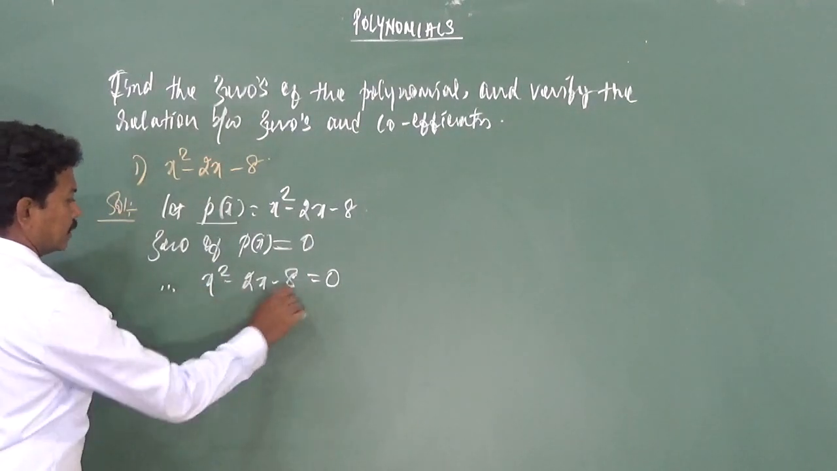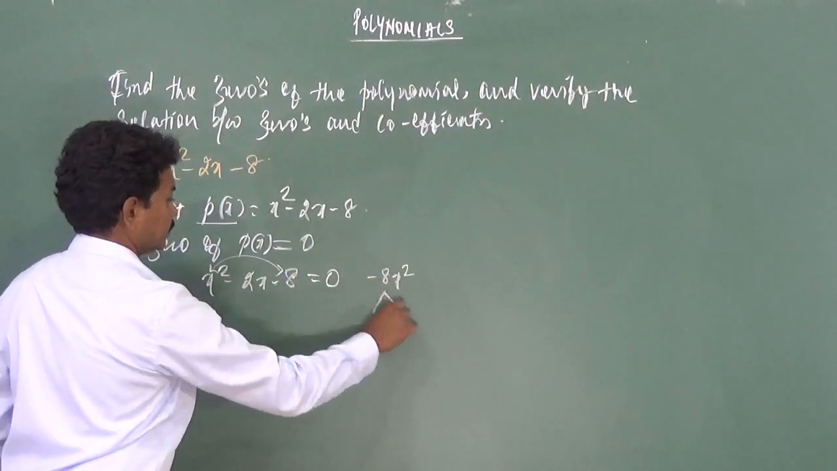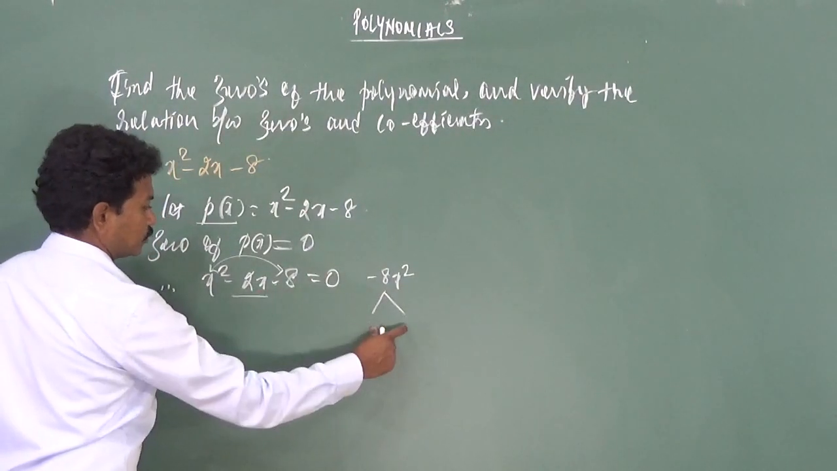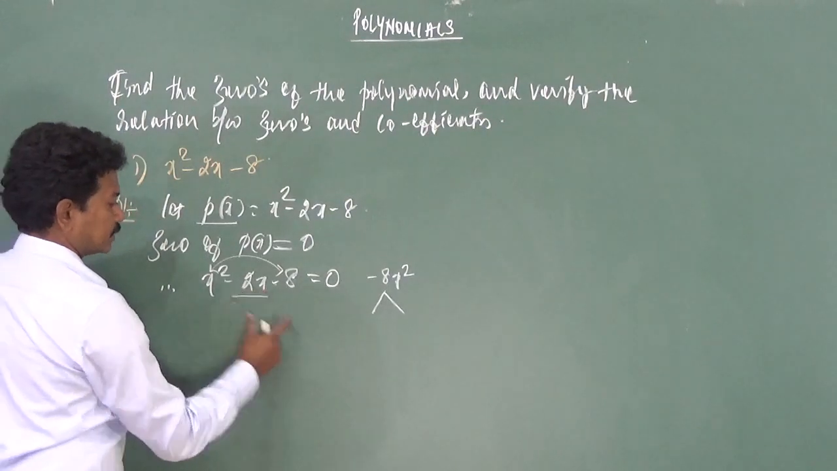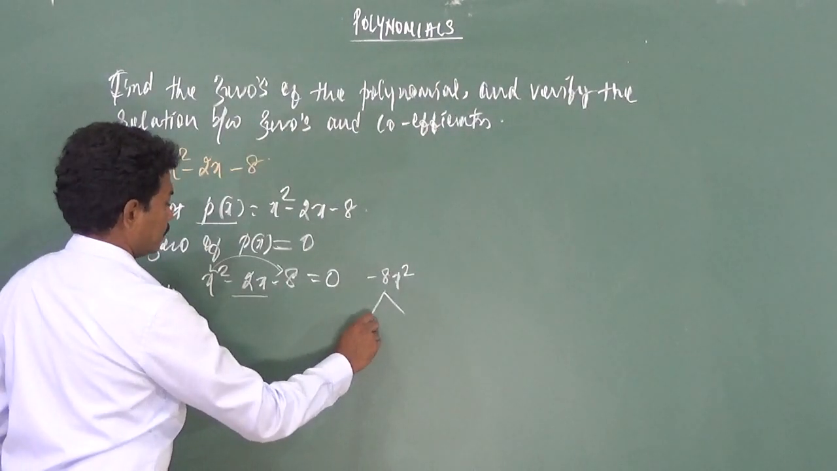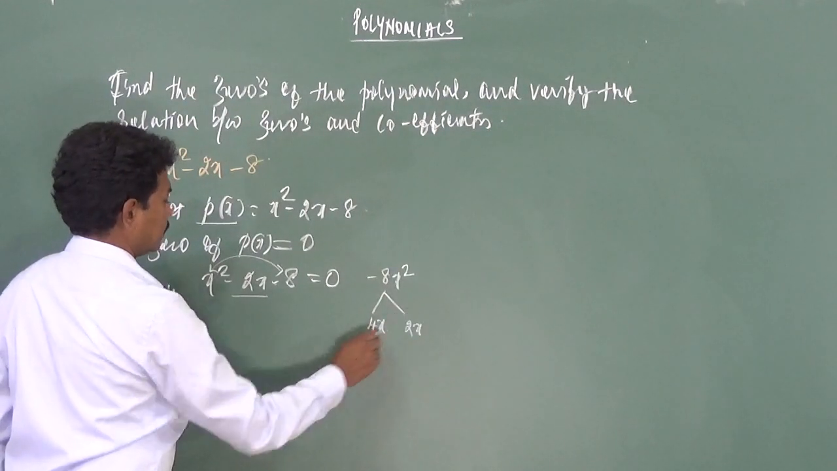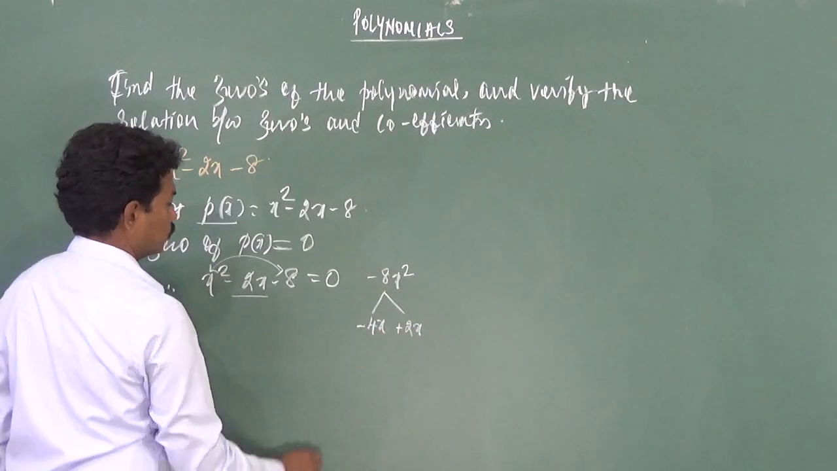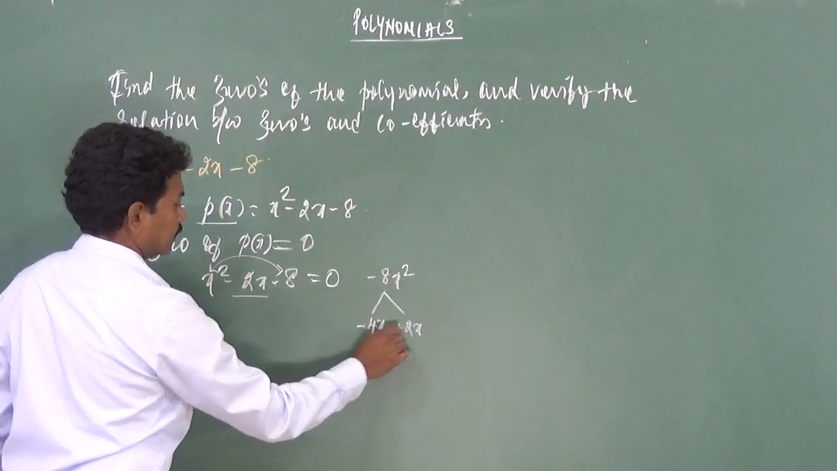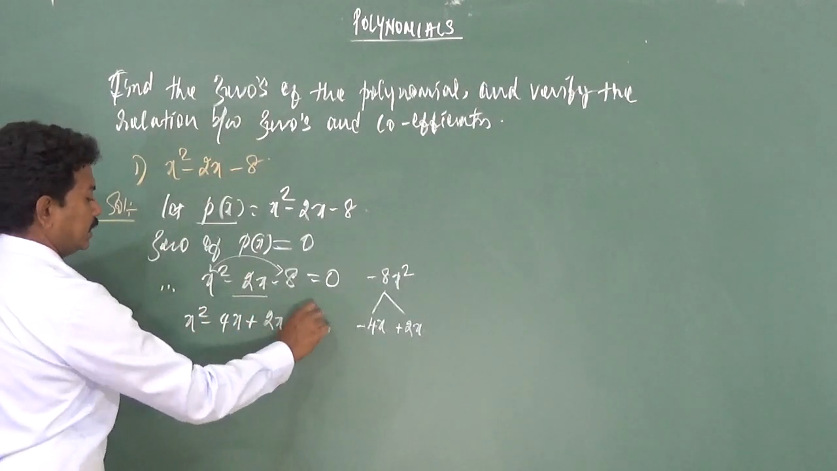As this is already in the standard form, we will multiply these two. x square into minus 8 is minus 8x square, and we'll split the middle term. So minus 2x should be the sum. When you add these two numbers you should get minus 2x, and when you multiply these two, you should get minus 8x square. So it can be 4x and 2x. We can take minus 4x and plus 2x. Minus 4x plus 2x is minus 2x. Minus into plus is minus, 4 2s are 8, x into x, x square. So x square minus 4x plus 2x minus 8 is equal to 0.